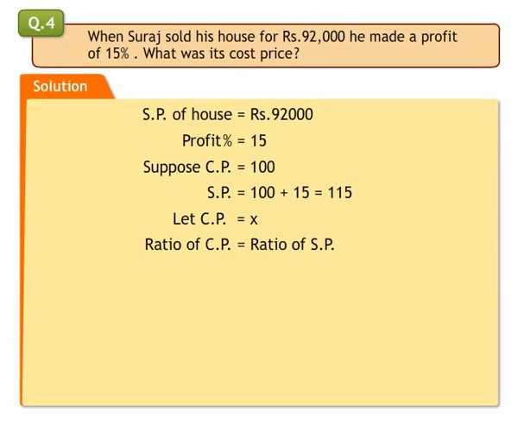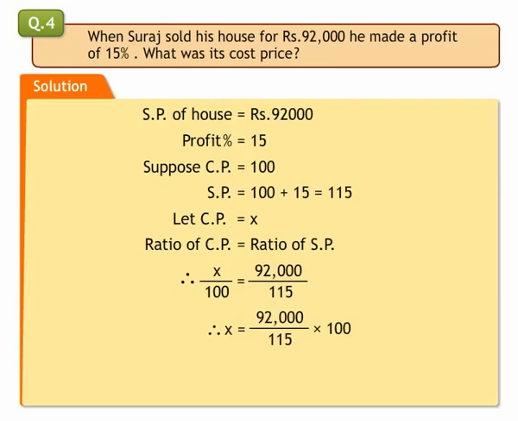Therefore, X upon 100 is equal to 92,000 upon 115. Therefore, X is equal to 92,000 into 100 divided by 115, which is equal to 80,000. Thus, cost price of house is 80,000 rupees.